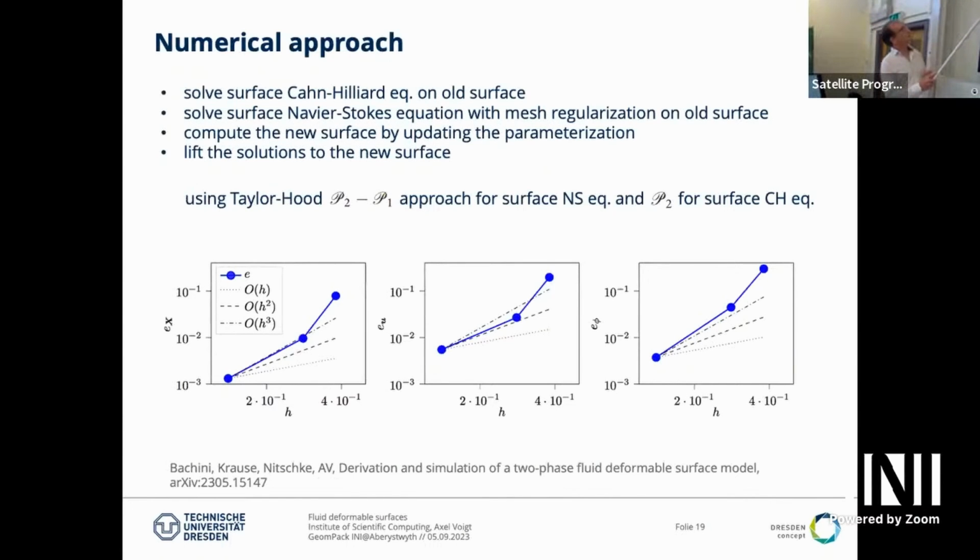The standard way of doing this is to use some operator splitting: solve this surface Cahn-Hilliard equation first on the old surface, then solve our Navier-Stokes equations with all our mesh regularization and so on, and then lift the solution to the new surface. We again use these Taylor-Hood elements, and indeed also for this more complicated coupled system, we get the expected order of convergence.